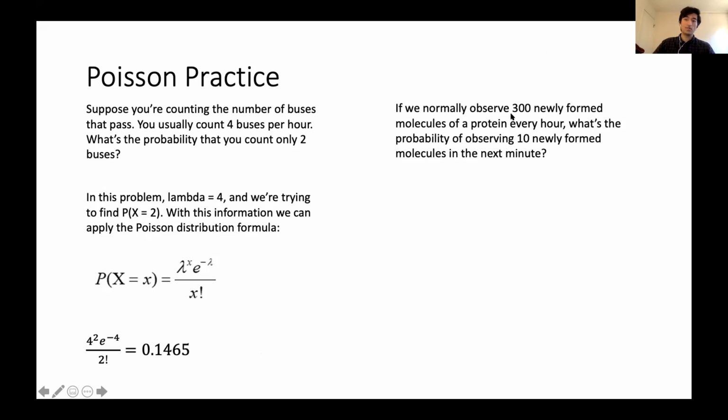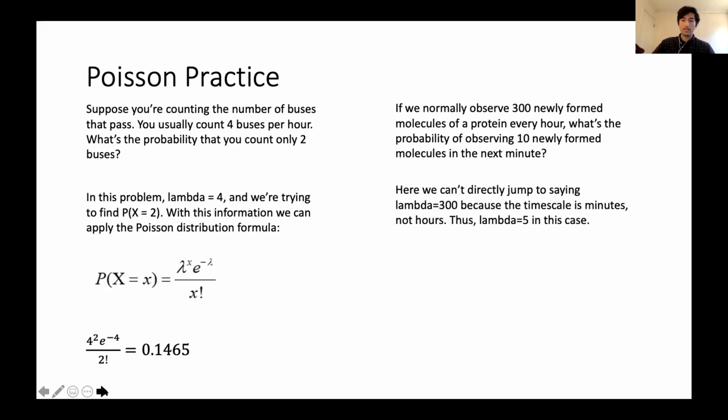So what we need to do is rescale this parameter so that instead of being per hour, it's per minute. And if you rescale it, you'll get that lambda is 5. So your rate parameter is that you're expecting to see about 5 newly formed protein molecules every single minute. That just means that lambda equals 5. And we're asking, what is the probability of observing 10? So we're interested in the probability that x is equal to 10, given that lambda is 5. You can compute the math yourself, but it comes out to roughly 1.8%.